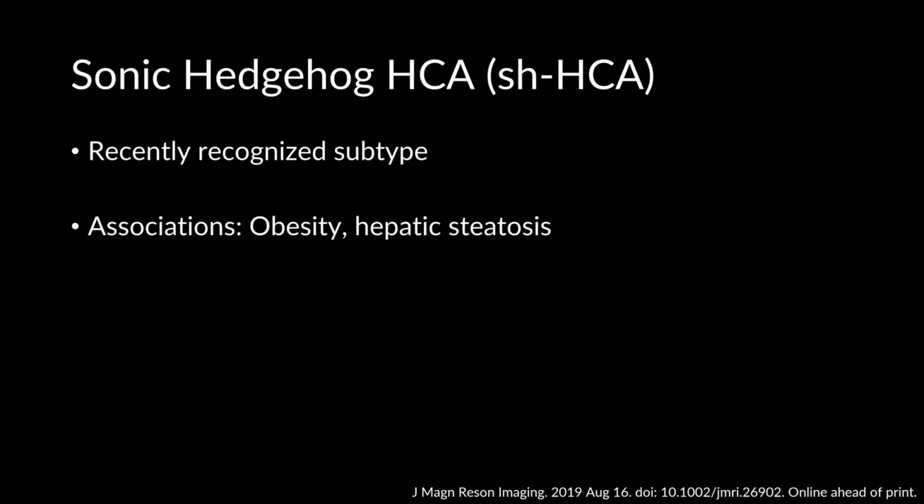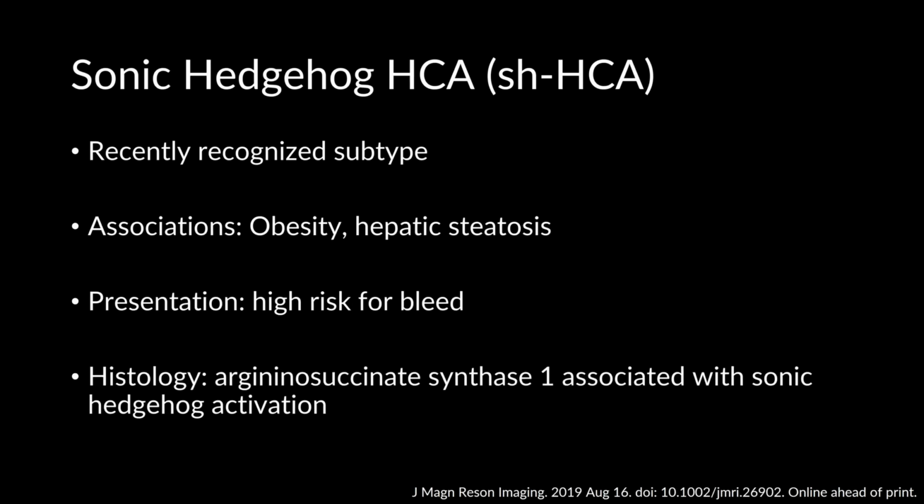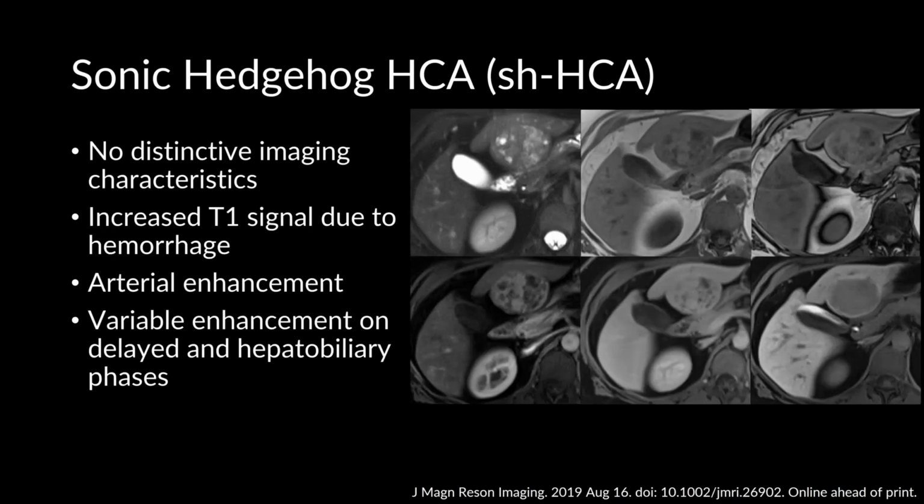Another subtype is the sonic hedgehog, and this has been recently recognized as a subtype. It's associated with obesity and hepatic steatosis. It is the subtype with highest risk for bleed. And histologically, it is differentiated by its argininosuccinate synthase 1, which is associated with sonic hedgehog pathway activation. This subtype also does not have distinctive imaging characteristics that we've discovered as of yet.